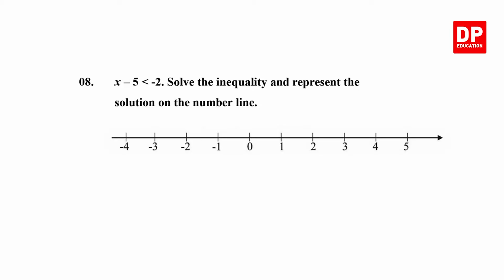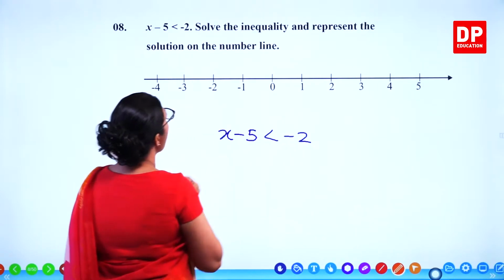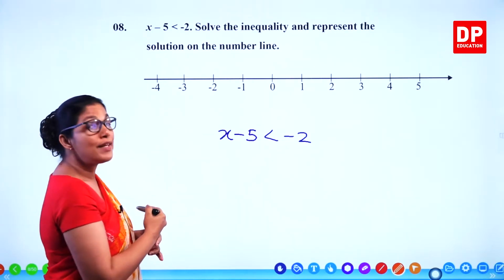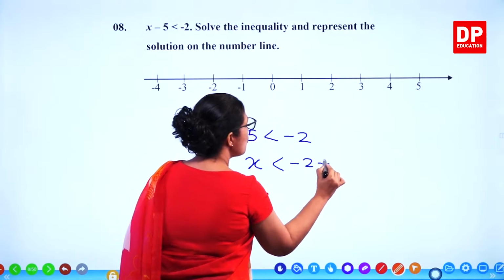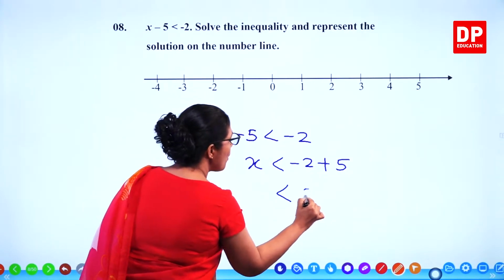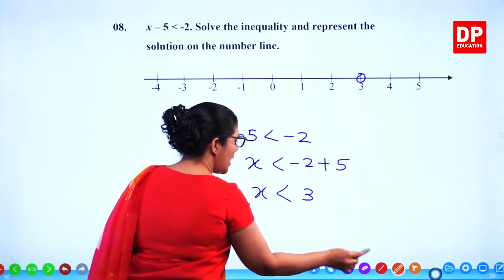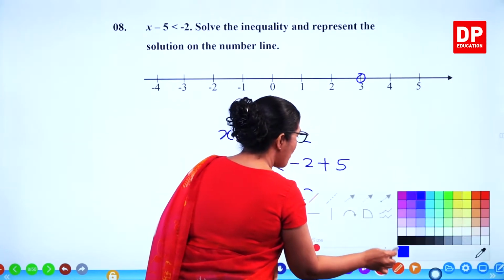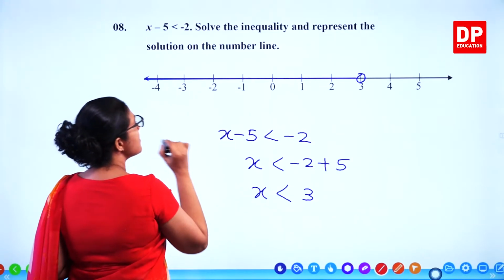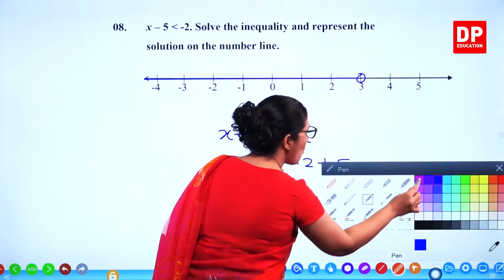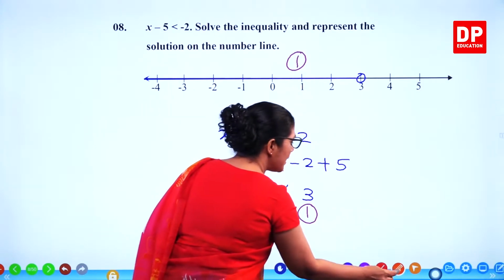Question number 8. You have given an inequality x minus 5 less than minus 2. Solve the inequality and represent the solutions on the number line. So take minus 5 to the other side. X is less than minus 2 plus 5. 5 minus 2, that's 3. X less than 3. So you draw an open circle and draw an arrow to the left. So x is less than 3. So 1 mark for the inequality and 1 mark for showing on the number line.